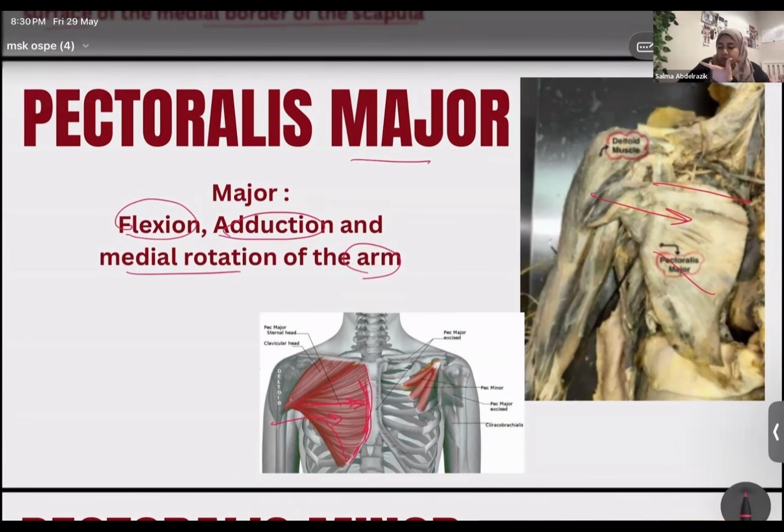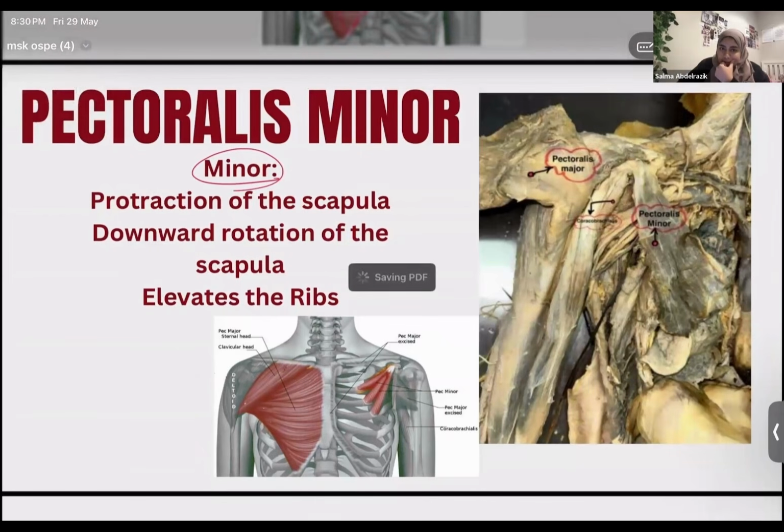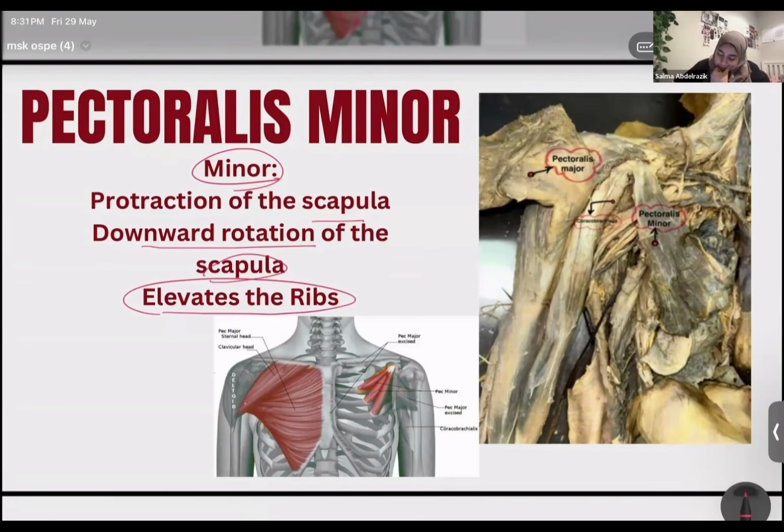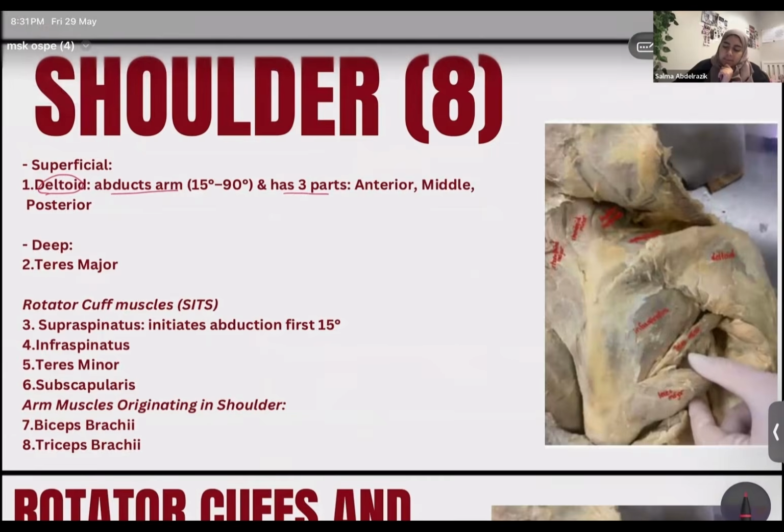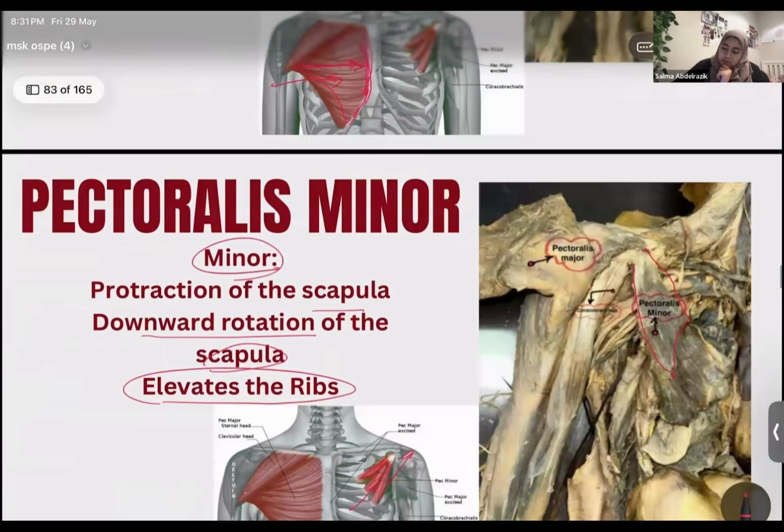And then you have minor. Yeah, it has the protraction of the scapula and the downward rotation of the scapula, and it elevates the ribs. Look at this. Okay? Okay. Elevates the ribs clearly. Like if you pull this column toward that way, the ribs go up. And on the wet lab, this is the pectoralis minor, and the major is removed. Cool? Cool.